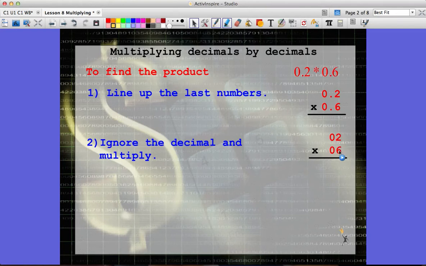2 times 6 is 12. Down the 2, carry the 1. Okay, 0 times 6 is 0. 0 times 0 is 0. Don't forget to put this placeholder in here.